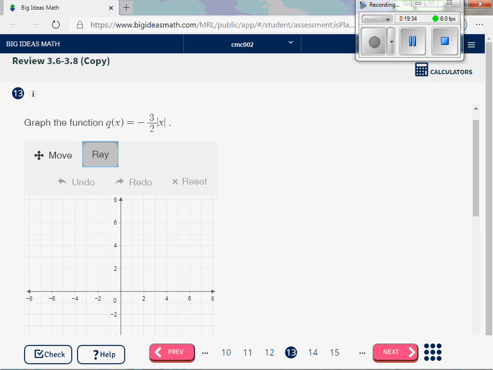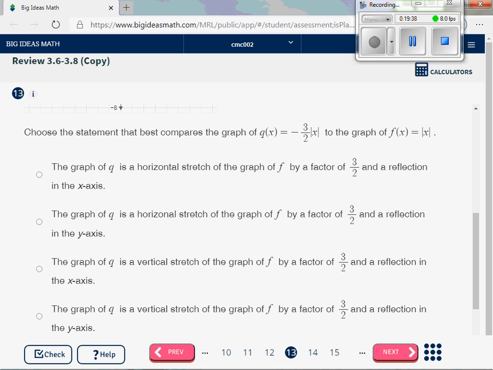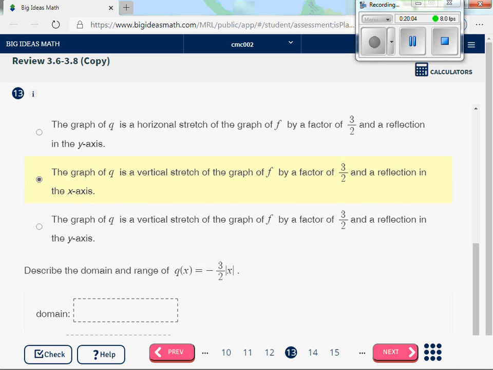Now, -3/2. Now, because it's negative outside, it's going to be a reflection across the x-axis. That's one of the ones we know for sure. So there's 2 that have a reflection in the x-axis. Now, since the 3/2 is being multiplied on the outside, it would be a vertical stretch because it's greater than 1. So a vertical stretch and a reflection in the x. There's only one choice that actually works with that.